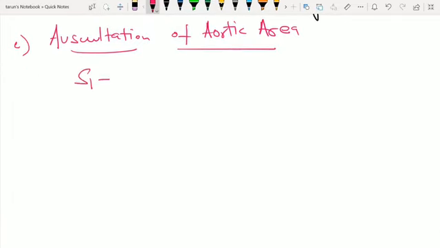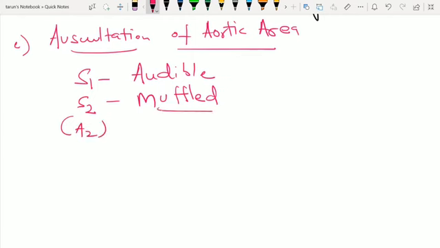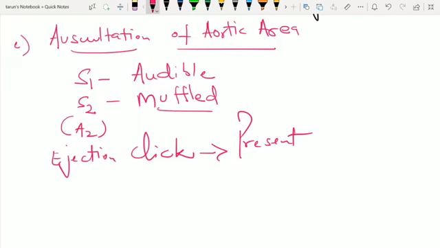You will say S1 is audible, S2 especially A2 is muffled. Ejection click present.